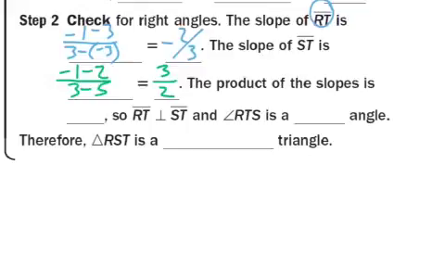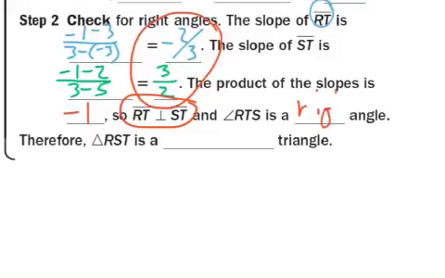Notice those two are opposite reciprocals of each other, so their product is -1. So that means that RT is perpendicular to ST. So angle RTS is a right angle. So if we put all that together, we can say that triangle RST is a right scalene triangle.